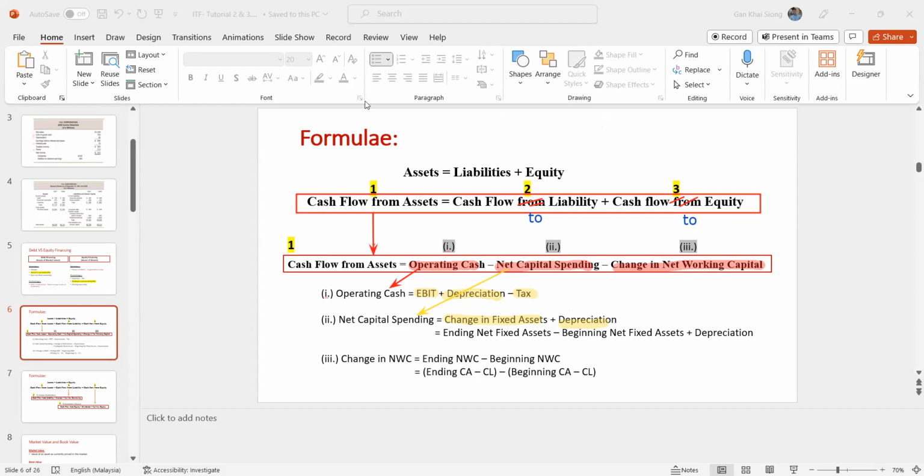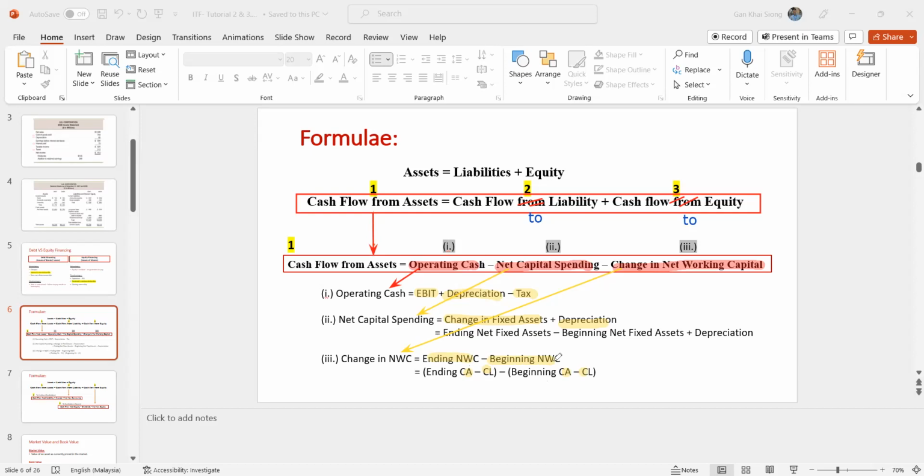And the last component over here, how do we calculate change in net working capital? We use the ending net working capital minus the beginning net working capital. But when you want to look into net working capital, we have to use the formula that we learned in the previous class, in which we use current assets minus current liabilities for the ending, and the same thing for the beginning net working capital. So these are the formulas for one component only, cash flow from the assets.